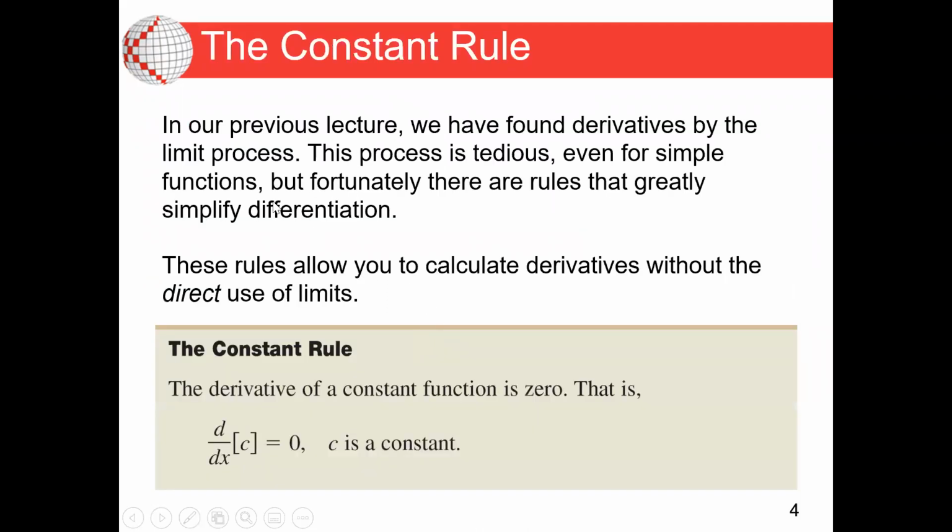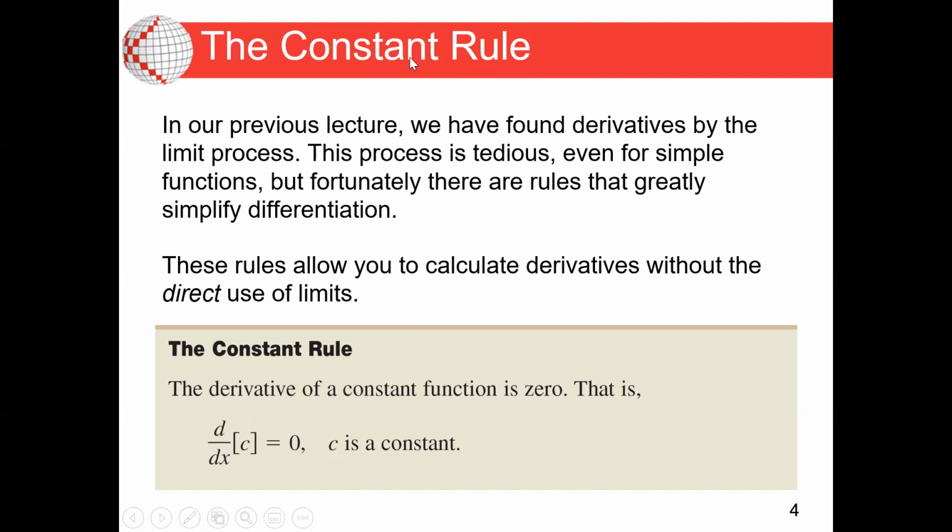Now, in our previous lectures, we used the limit process to find the derivative of a function, but that's a very long process because in this case, again, we have to do a lot of multiplication, division, arithmetic operations. And now the easiest way and also the fastest way to find the derivative of a function is to use the derivative rules. So here we start with the constant rule first.